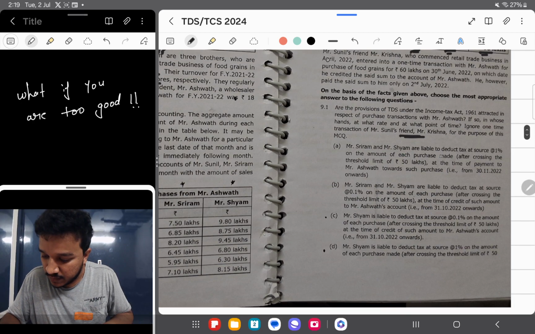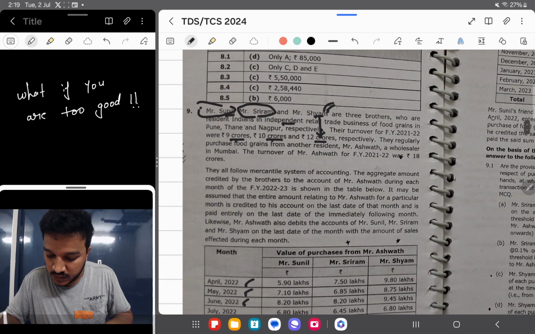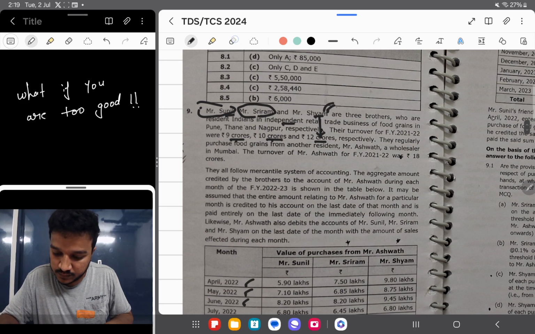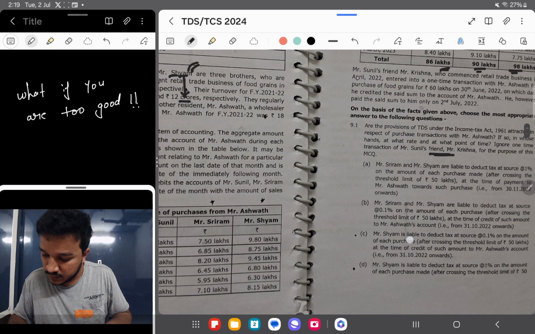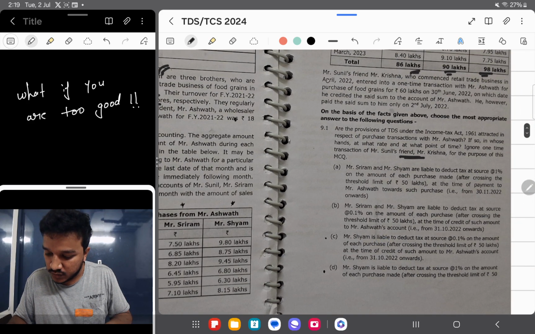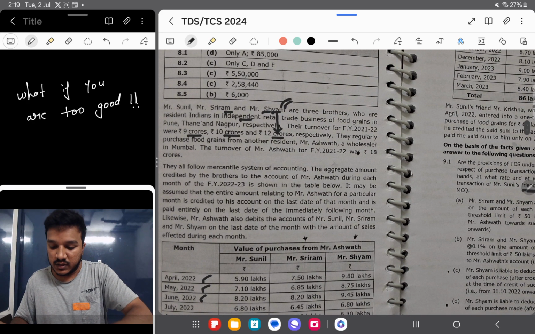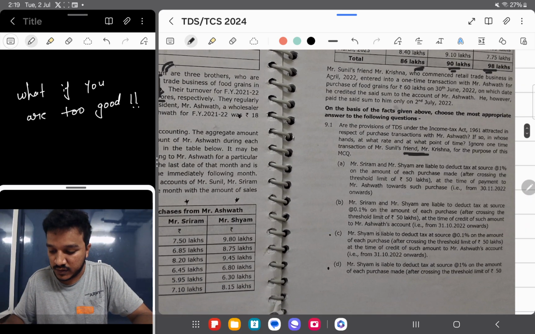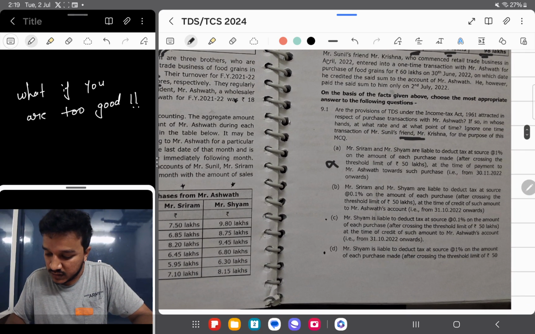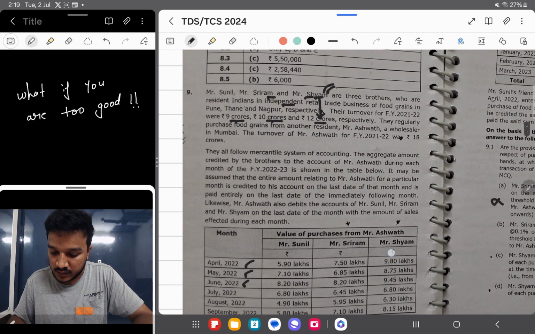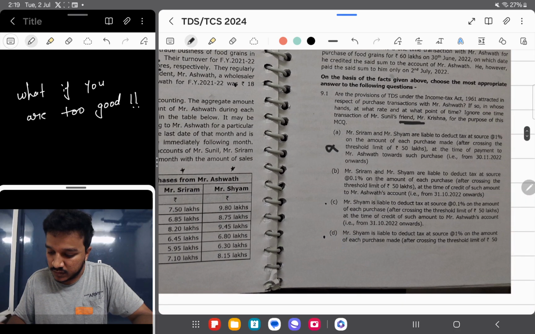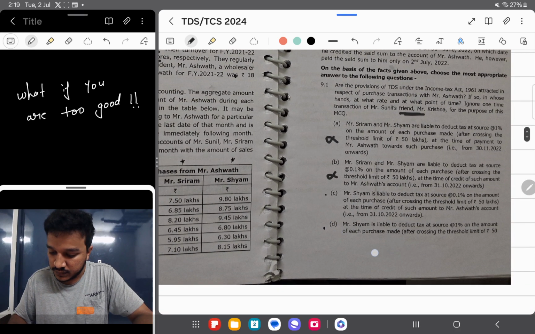Mr. Sriram and Sham are liable to deduct tax at source at 1%. No, Sriram is not liable to deduct taxes. So the first option is wrong. Mr. Sriram and Sham are liable to deduct tax at source. Sriram and Sham again are liable to deduct. So this is also wrong.